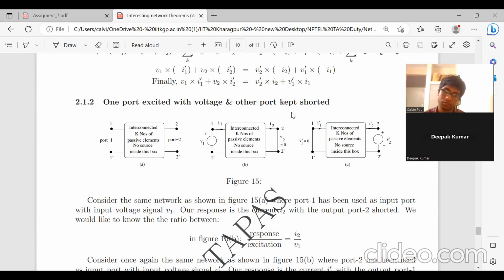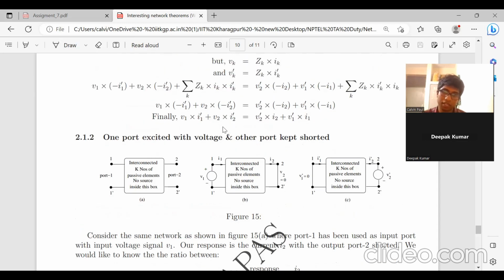It will be 0. Okay. So this V2 will be 0, so it will be V1 into I1 dash. Then we will do the opposite. We'll apply voltage V2 dash over here and V1 dash will be 0. I1 dash will be something and I2 dash will be something. So what exactly is happening is the original equation was like this.